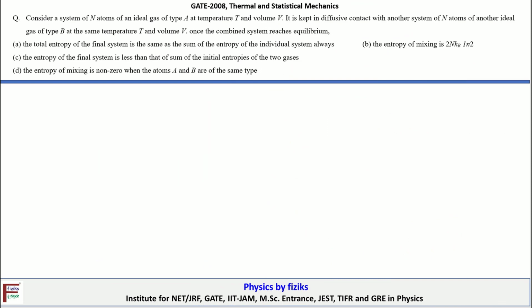Let's continue with the next problem. The statement is, consider a system of N atoms of an ideal gas of type A at temperature T and volume V. Let me draw it schematically. We have system A, which consists of N atoms at temperature T and volume V, and it's a system of an ideal gas. That's another point we should note.